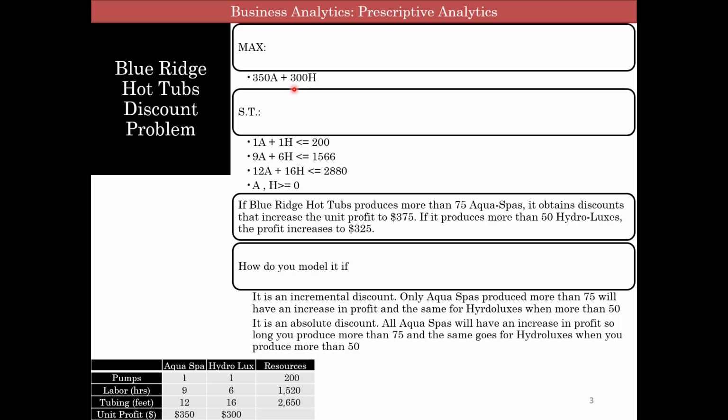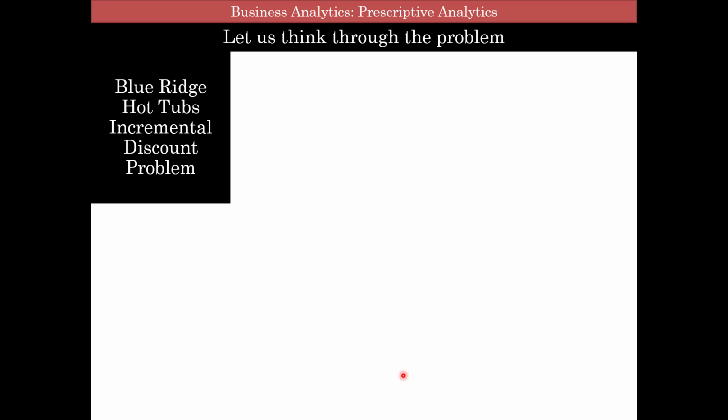How do you model it if it is only an incremental discount? If you're looking at incremental discount, then if you produce more than 75, the profit will increase only for the 76th, 77th, and 78th unit. For the first 75 units, it's still $350. Same thing for Hydrolux when it's more than 50. Or if it's an absolute discount, then if you produce more than 75, you automatically get the entire discount. Let's think about both these problems. The first one, let's look at the incremental discount problem.